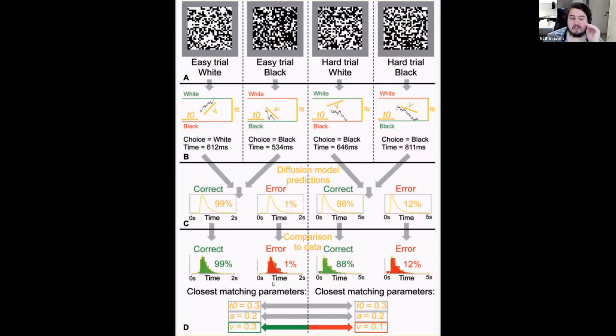And then if you move down to D, the process of fitting the models is trying to get the predictions of the models, as you can see, they make predictions, white, time, etc., to match the data as closely as possible. So again, these are the predictions of the model, and then we have histograms of the data, and then you estimate the parameters by making these parameters match the data as closely as possible, and then these will give you parameter estimates. And as you can see, the estimates are a bit different between hard and easy trials.